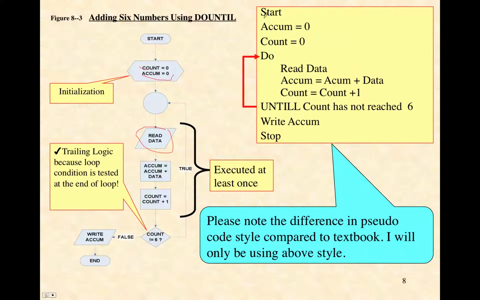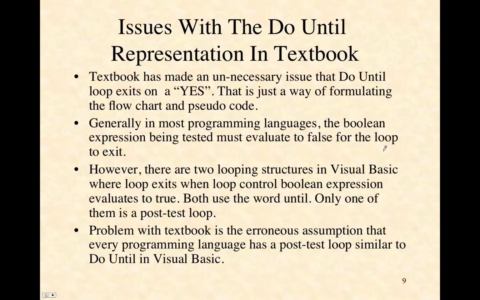Here's the pseudocode. Start, we set the accum to 0, count to 0, use the word do, read data, accum equal to accum plus data, count equal to count plus 1, until, notice the lagging word until, count has not reached 6. Write accum and stop. You can ignore this because the textbook I was using, this style is different from that, but you're not using that textbook, so don't worry about that. And we can ignore this also.